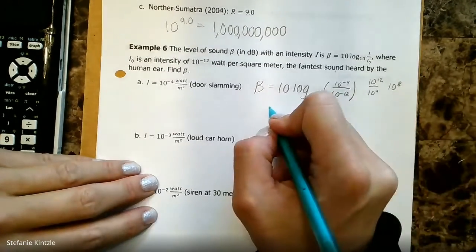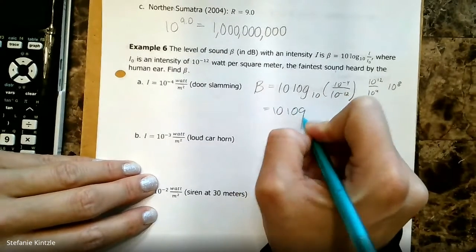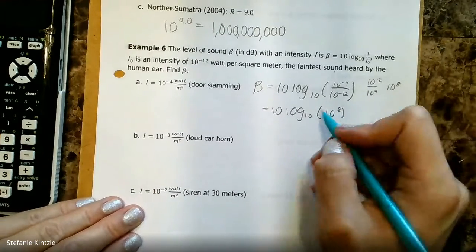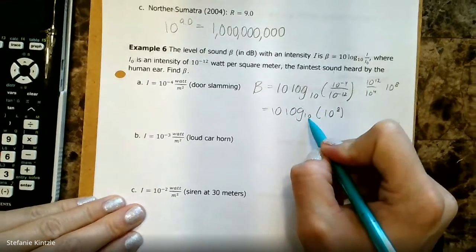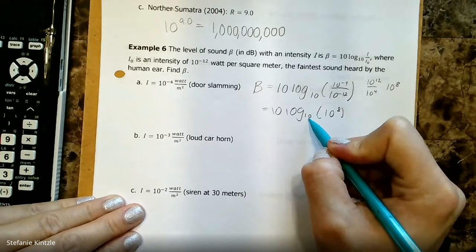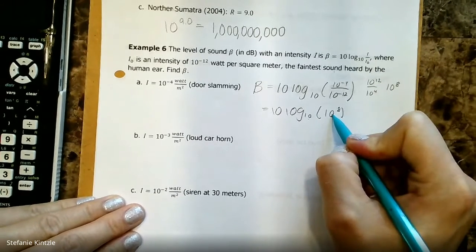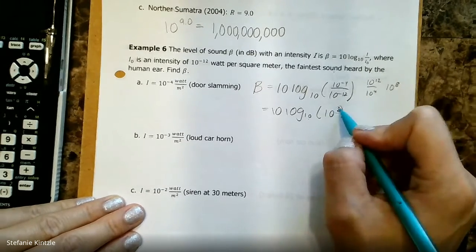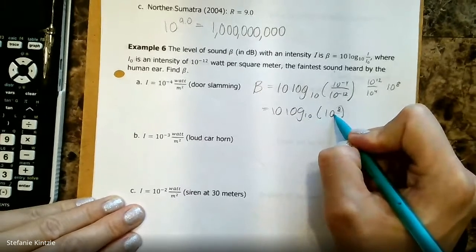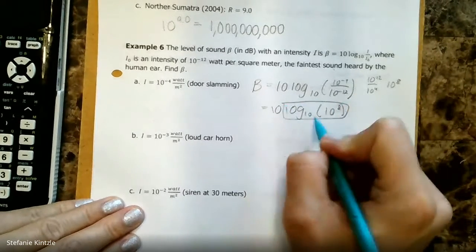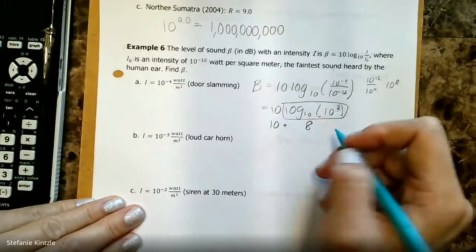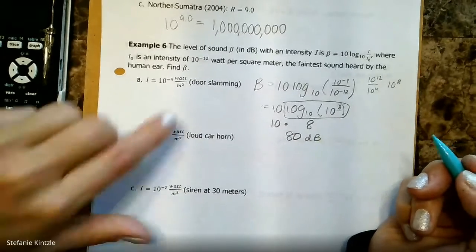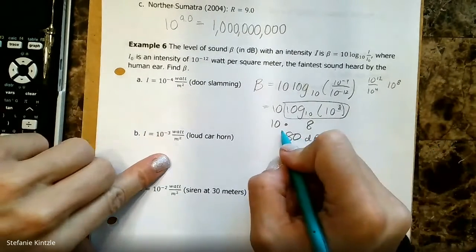And so now we have 10 times log base 10 of 10 to the 8th. And using our definition of a logarithm, what exponent changes the base 10 into the argument 10 to the 8th? That would be the exponent 8. 10 to the 8th power would give us 10 to the 8th power. So this is just 8. So now we have 10 times 8, which is 80 decibels. So a door slamming, the intensity is 80 decibels.